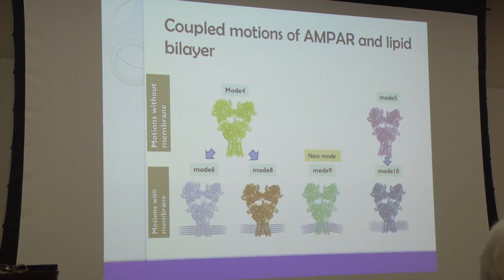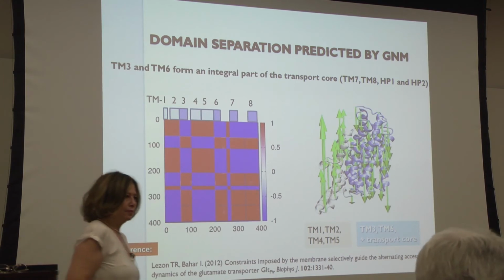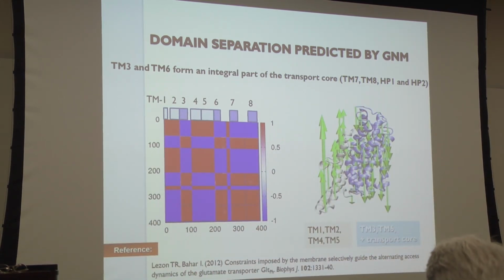2 slides before. This one. So you're saying that you could predict from the third mode that these domains are working together, right? Yeah. So that is really fantastic. But how could you do that before having experimental data? That's a very good point.